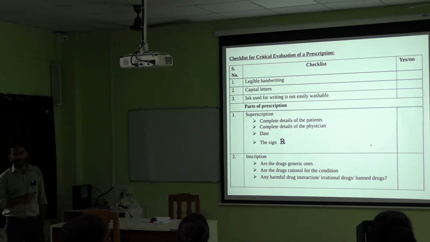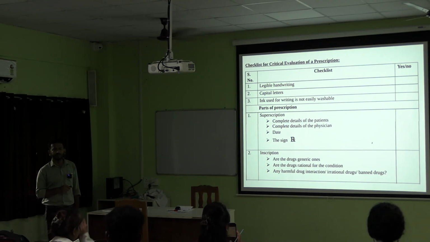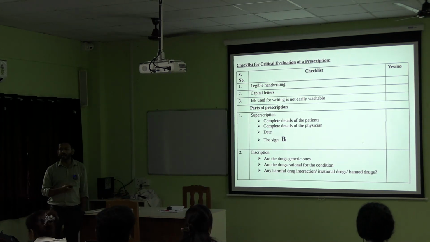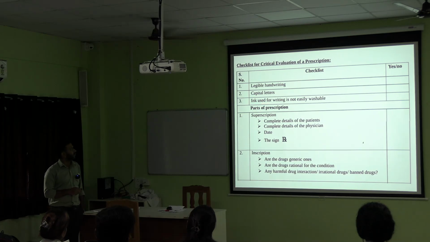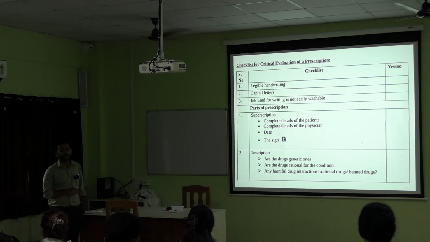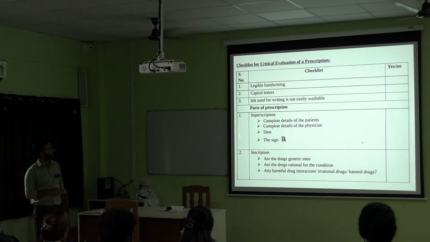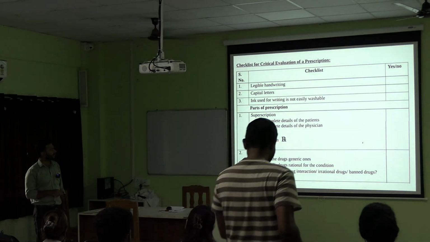First thing, many of you do not follow legible handwriting. The handwriting should be such that it can be understood by anyone. Then capital letters. Ink used for writing is not easily washable. Next, in the superscription part of the prescription: complete details of the patient, complete details of the physician, then date, the sign and the Rx.